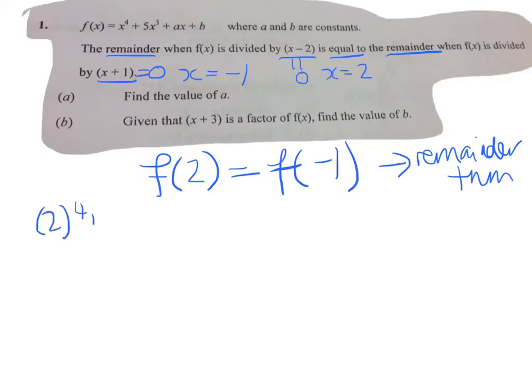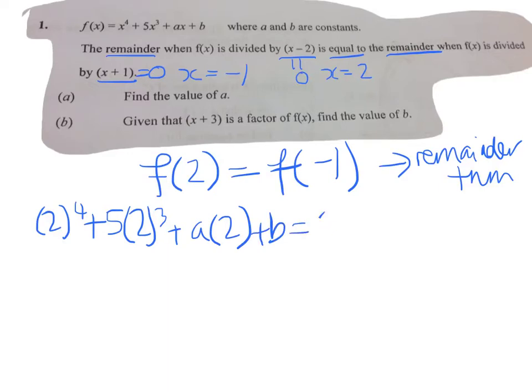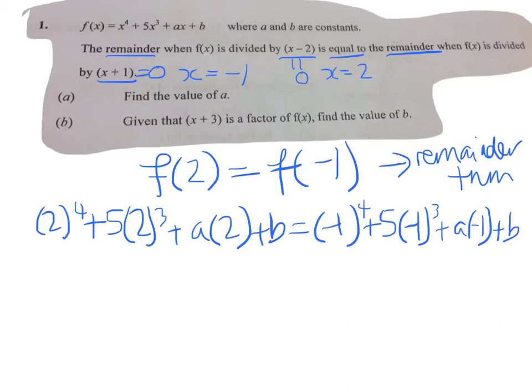We've got 2 to the 4 plus 5 times 2 to the 3 plus a times 2 plus b equals minus 1 to the 4 plus 5 times minus 1 to the 3 plus a times minus 1 plus b. Okay, so b's cancel straight away, and then our next line is, this is 16 plus 40 plus 2a is equal to minus 1 to the power of 4 is 1, and minus 1 to the power of 3 is minus 1, so we get minus 5 minus a.